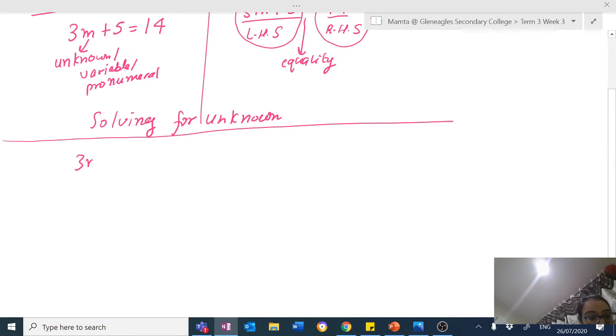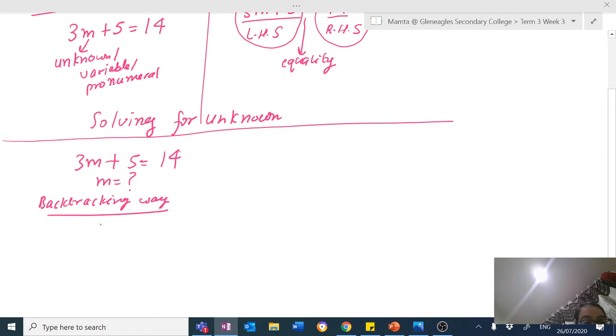So this was my original equation. As an example, I need to find the value for m. Now, in the backtracking way, you start by writing your unknown first. So here I'm writing my m first and I circle it. You can do a square or a triangle, whatever suits you. I like circles, so I'm going to circle my unknown m.